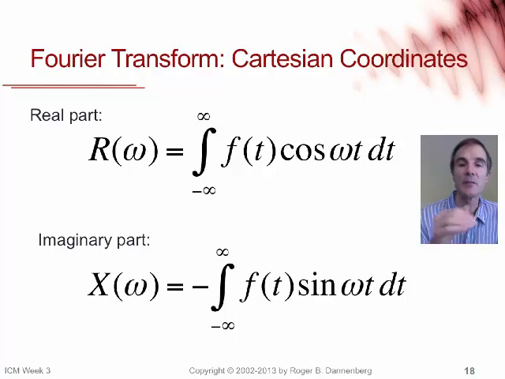Notice that these are expressed as integrals. F of t is the function that we're analyzing or taking the transform of, and we do this infinite integral. Omega is, remember, our goal is to get a function of frequency that gives us an amplitude. So the function is a function of omega, the frequency, and the amplitude is computed by this integral.